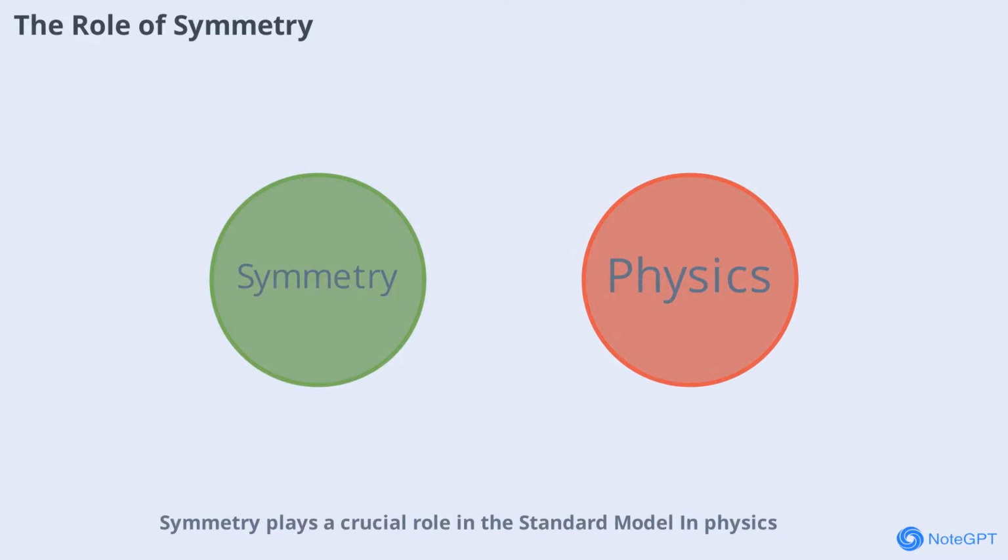In physics, symmetry refers to the idea that certain properties remain unchanged under specific transformations. The Standard Model is built on mathematical symmetries that dictate how particles and forces behave. These symmetries help explain why the laws of physics are the same everywhere in the universe.